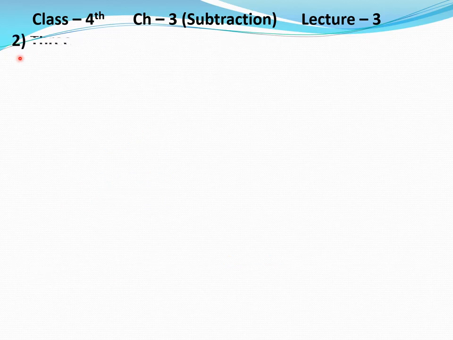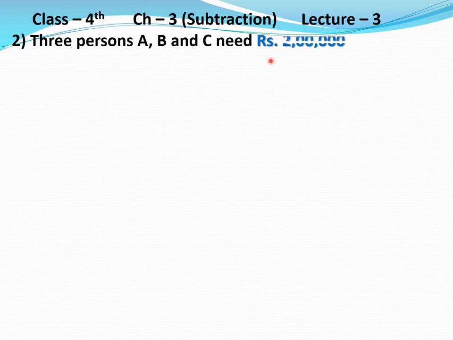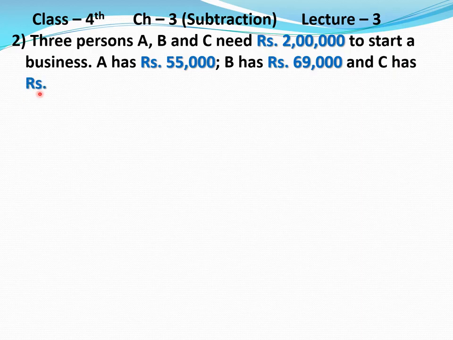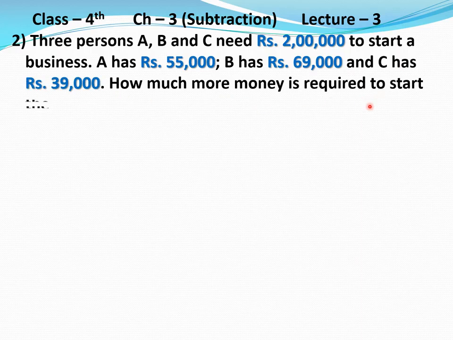Now, question 2. 3 persons A, B and C need rupees 2 lakh to start a business. A has rupees 55,000, B has rupees 69,000 and C has rupees 39,000. How much more money is required to start the business? See, first of all, we will do addition. Total number we have to find for money with person A, B and C, and then we will subtract that particular number from rupees 2 lakh.